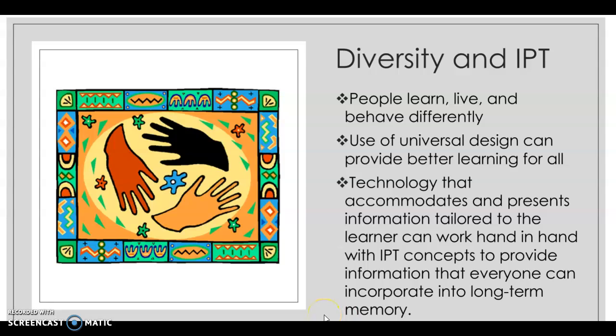There is hope for information processing theory through the use of universal design. People learn, live, and behave differently, and the use of universal design and its 9 principles can provide better learning for all. Technology that accommodates and presents information tailored to the learner can work hand in hand with IPT concepts to provide information that everyone can incorporate into their long-term memory and hopefully use in their lives.